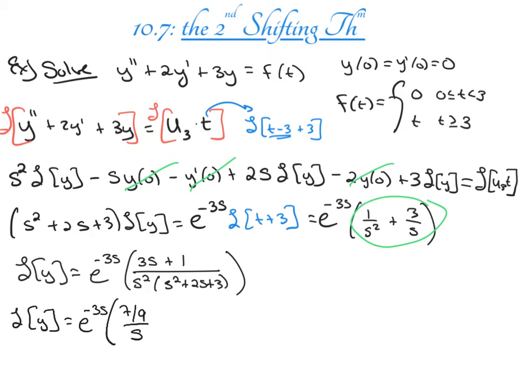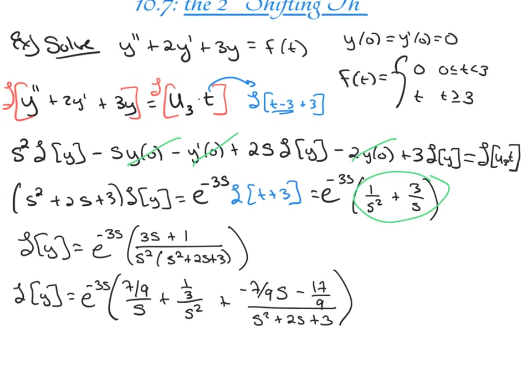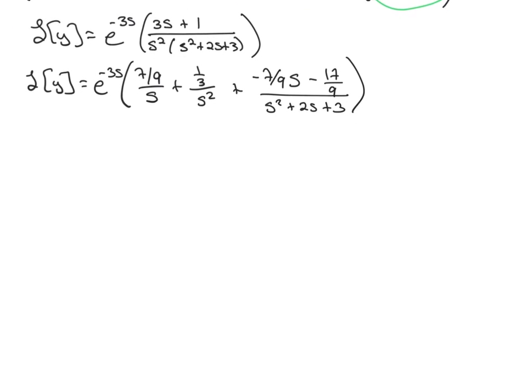7/9 over s plus 1/3 over s squared plus negative 7/9 s minus 17/9 all over s squared plus 2s plus 3. Okay, scooch this up, keep going.